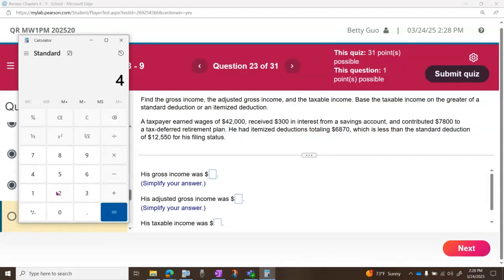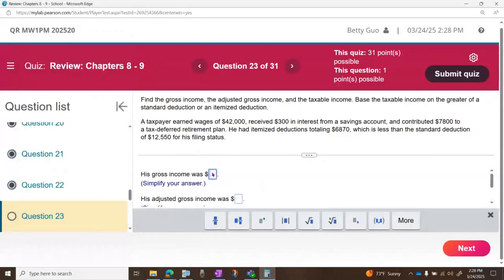So 42,000 plus 300. 42,000 and $300. The rest of the information has nothing to do with the income. The gross income, total income, is 42 grand, 300. 42 grand, 300. AGI, what's the adjustment?